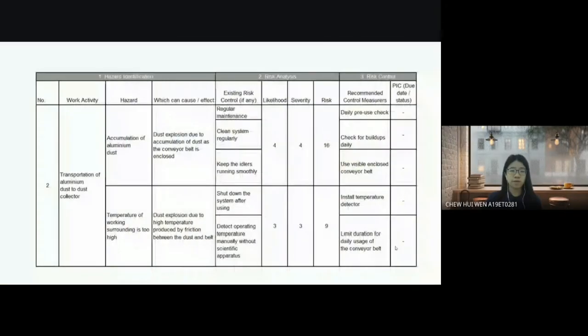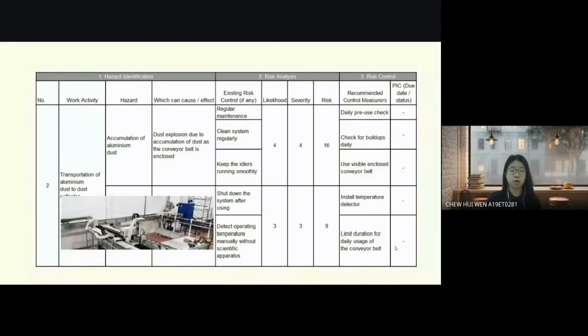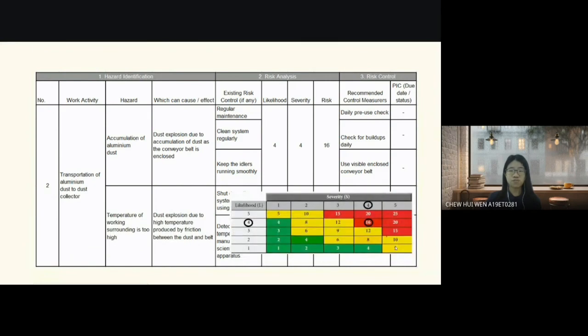The second work activity is transportation of aluminum dust to the dust collector. The first hazard is accumulation of aluminum dust. Dust explosion will occur due to the accumulation of dust as the conveyor belt is enclosed. There are several existing risk controls, which are regular maintenance, cleaning the system regularly, and keeping the idlers running smoothly. The likelihood and severity are rated as 4, which results in a high risk of 16. There are several recommended control measures, which include daily pre-use check for build-up daily, and using a visible enclosed conveyor belt.